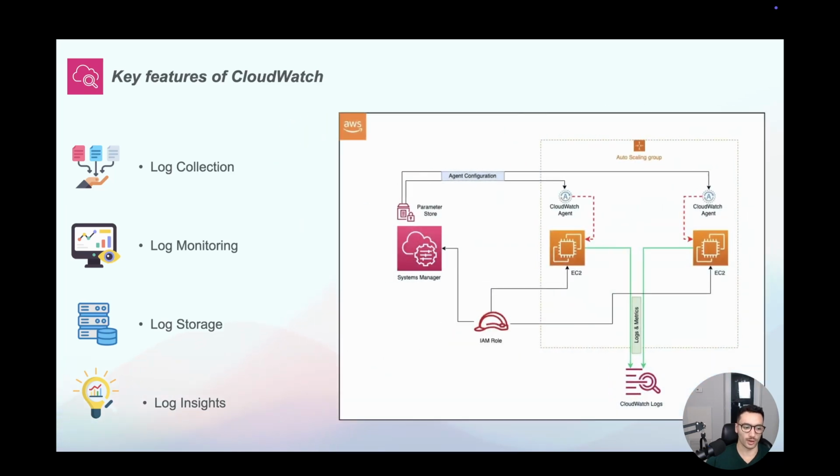This is the overall architecture that we'll be implementing today for our practical demo. We will have an EC2 instance with an auto-scaling group, and we will configure the CloudWatch agent inside the instance, which will fetch the agent configuration from a parameter store inside Systems Manager. We will create an IAM role and assign it to the EC2 instance, so EC2 can put the metrics in the CloudWatch log group. It's a simple architecture, and let's dive into it.